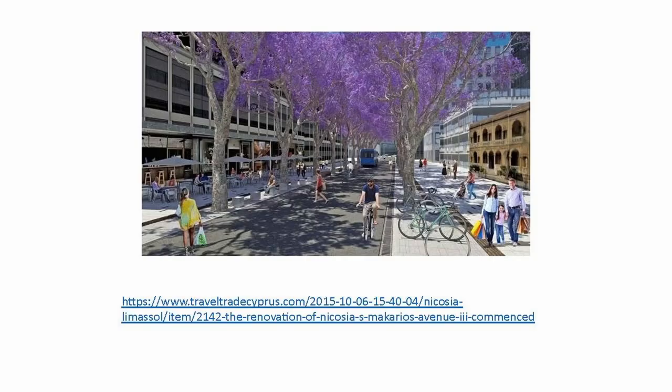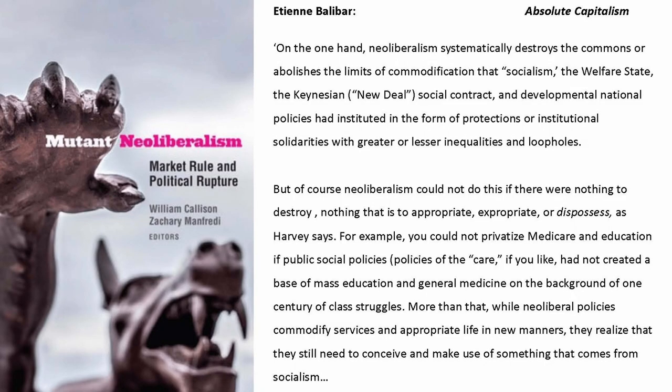And this is Nicosia, I think. Some proposals for Nicosia. Again, you see a fairly standard visual template for what a prosperous high street would look like. Etienne Balibar argues that neoliberalism carries a contradiction at its heart. If it doesn't have a welfare state to dispossess, it ceases to function. So unless there's something to privatize, unless there is some kind of nationalized system for it to gut and extract value from, it ceases to function.